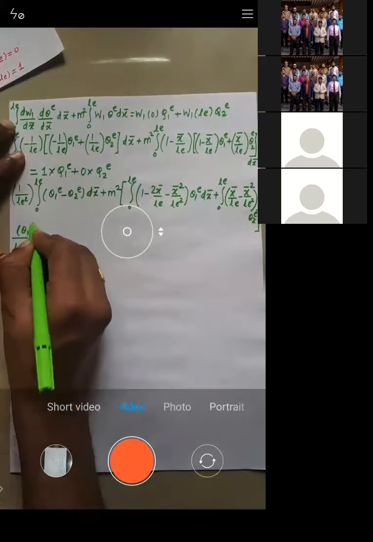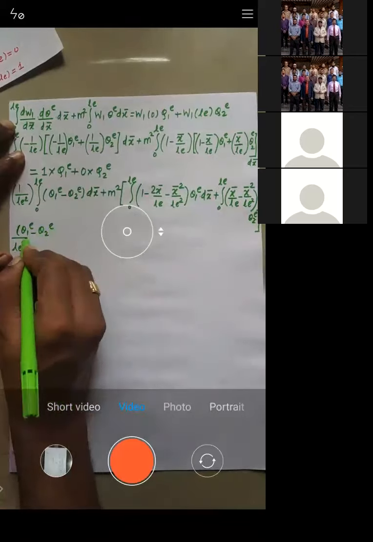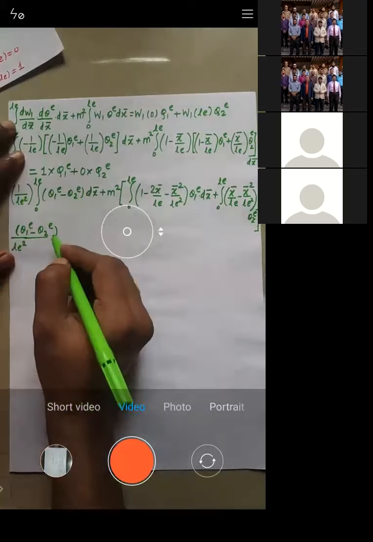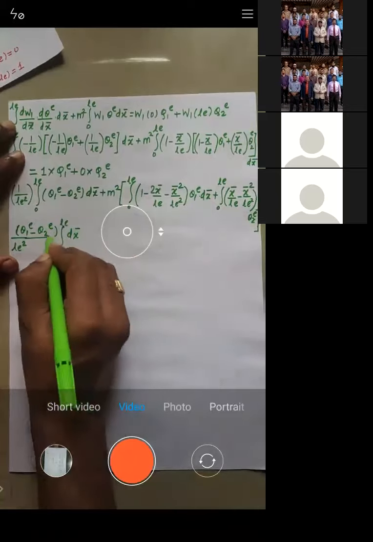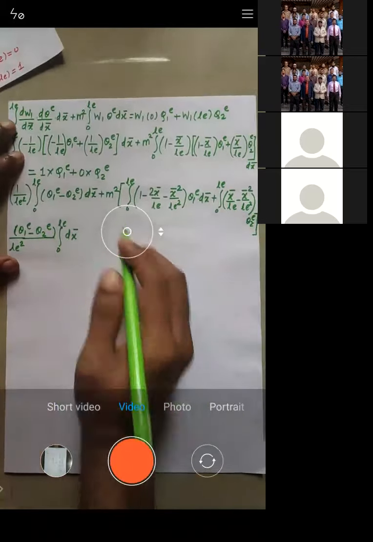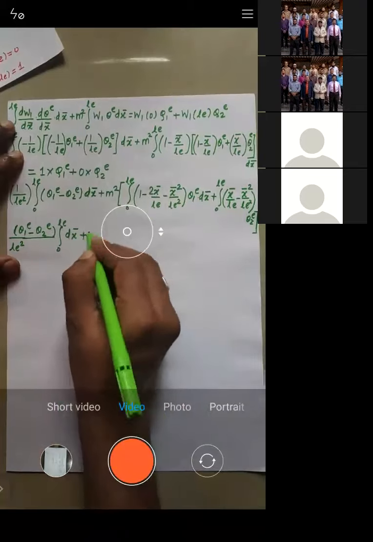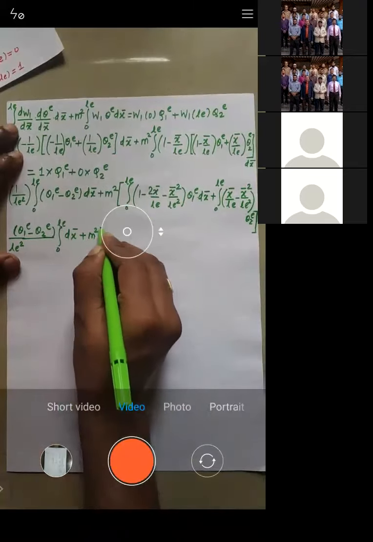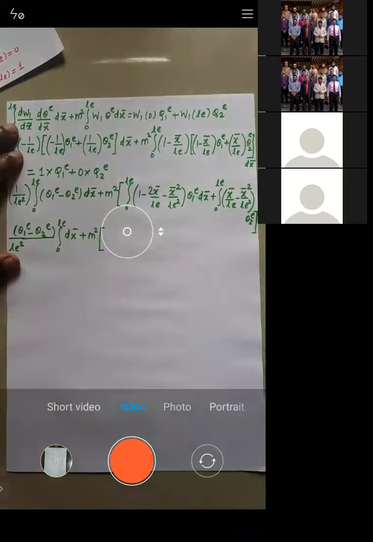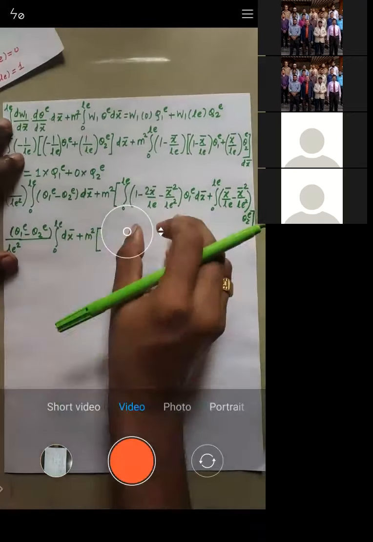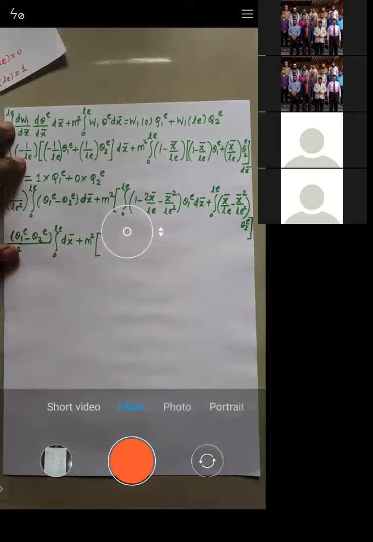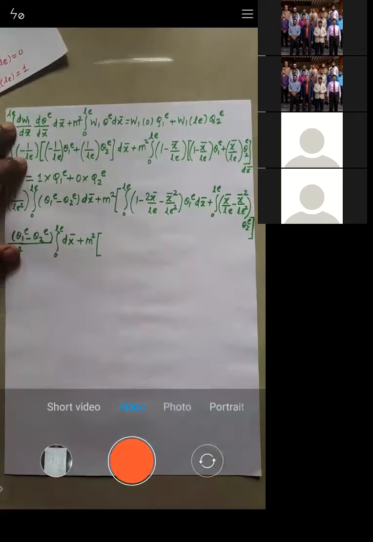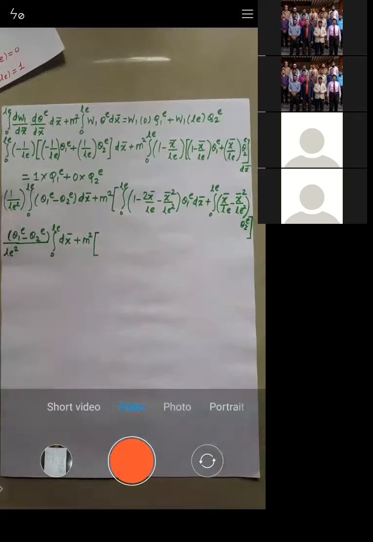Theta 1E minus theta 2E, okay, so this will come out. What is remaining? Integration 0 to LE dx bar. Try to understand, integration 0 to LE dx bar, plus m square inside a bracket. Okay, let us integrate it. How will we integrate this? Let me know how to integrate these values.